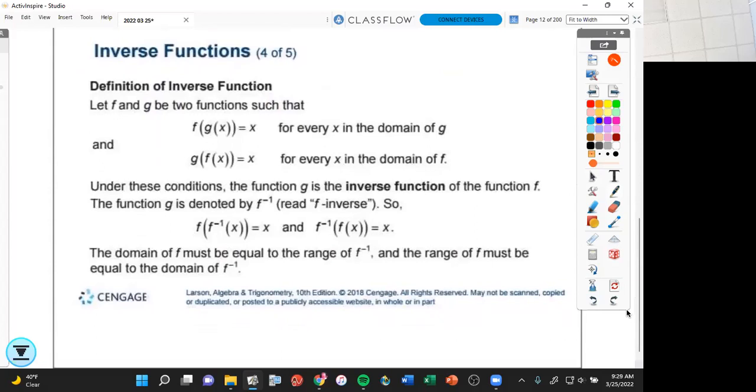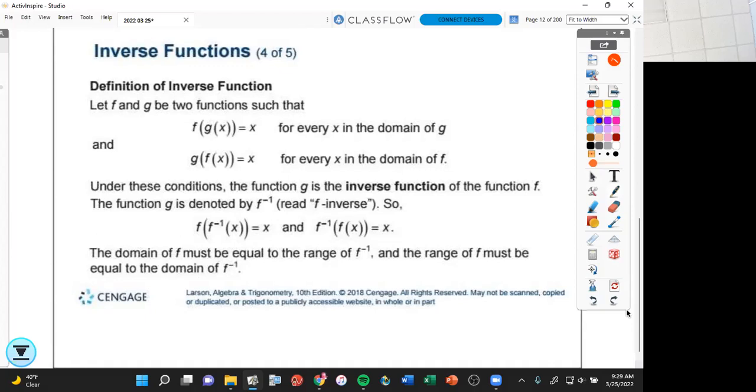Let f and g be two functions such that f of g of x equals x for every x in the domain of g, and g of f of x equals x for every x in the domain of f. Under these conditions, the function g is the inverse function of the function f, and we denote that by saying f to the minus 1. That is not an exponent, okay? If you see an f and it looks like an exponent of minus 1, that means the inverse.